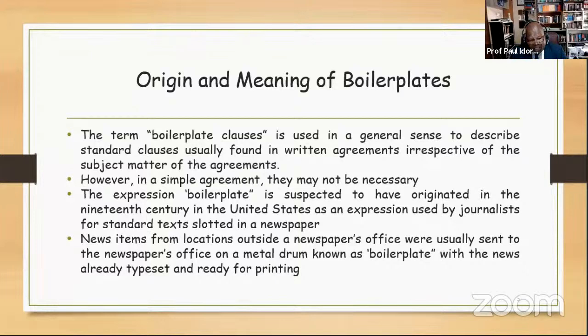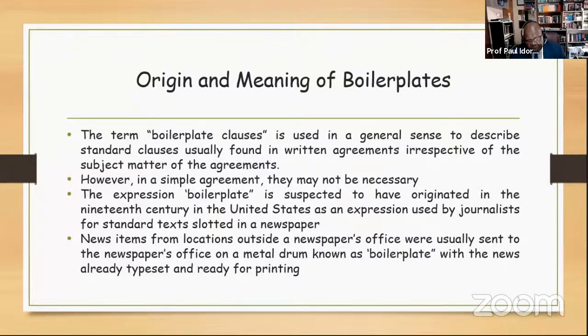Now, what is the origin of the term boilerplate? It's suspected to have originated from the US, where journalists, for instance, in a place like Abuja, you have a newspaper with a head office in Abuja that has correspondents in Lagos, Ibadan, Benin, Gombe, Onitsha, Port Harcourt. Now, you wonder, how do they receive their news items every day for publication the next day?